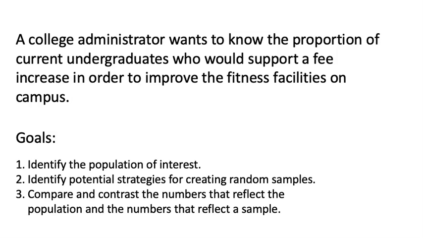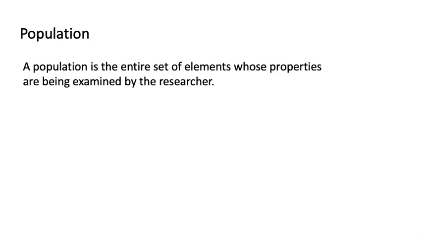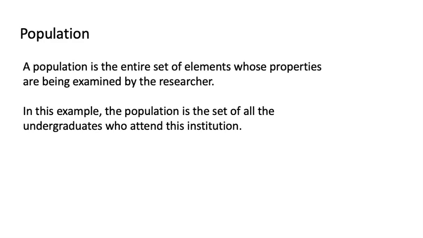So what is a population? What are we looking for? In statistics, what does that term mean? Well, the population is the entire set of elements whose properties are being examined by the researcher. So all of the people we are interested in. So in this case, the people we want to ask are all of the undergraduates in this institution. Now at a large school like Ohio State or University of Central Florida, 40, 50, 60,000 possible undergraduates, too many to be able to ask. So when we do statistics, we create a representative sample. That's going to be our goal.